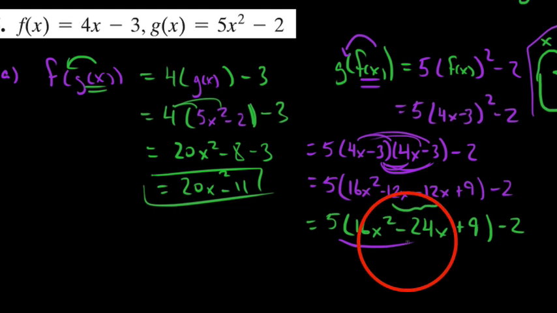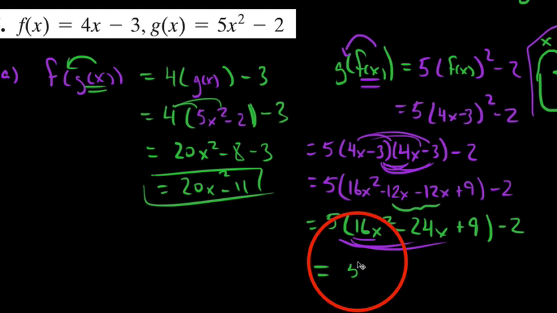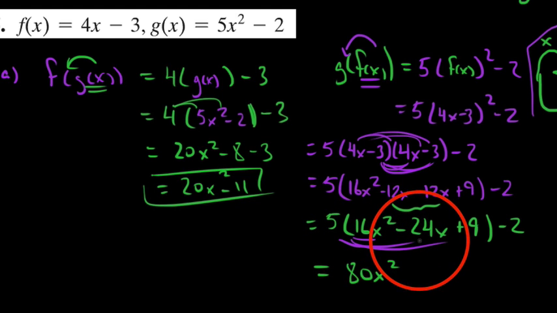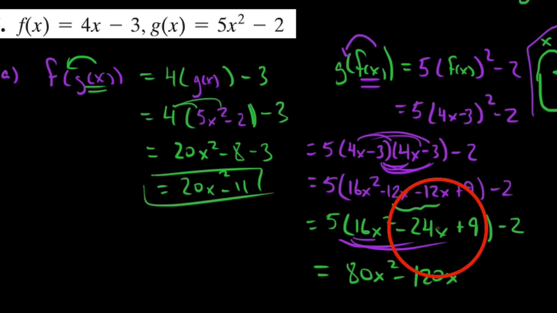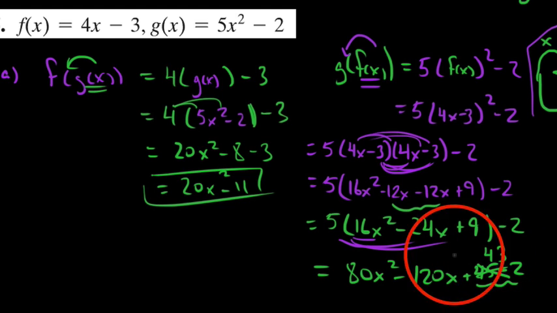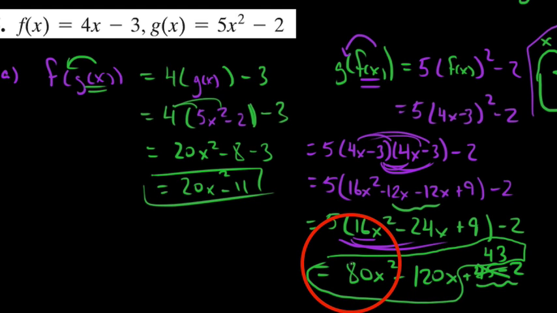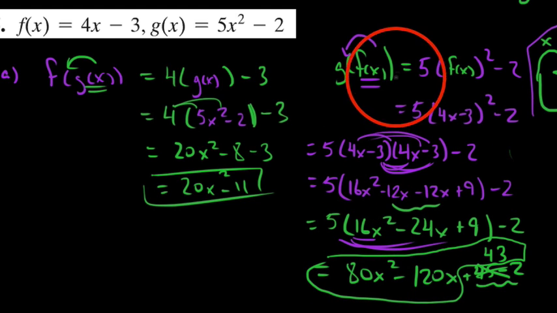Now we have to distribute our 5 through. I know you're all super excited here, but 5 times 16 is 80x squared. 5 times negative 24 is negative 120x, and 5 times 9 is a positive 45. I'm going to save myself another step and say that 45 minus 2 is 43. So this function, 80x squared minus 120x plus 43, would really be our g of f of x.